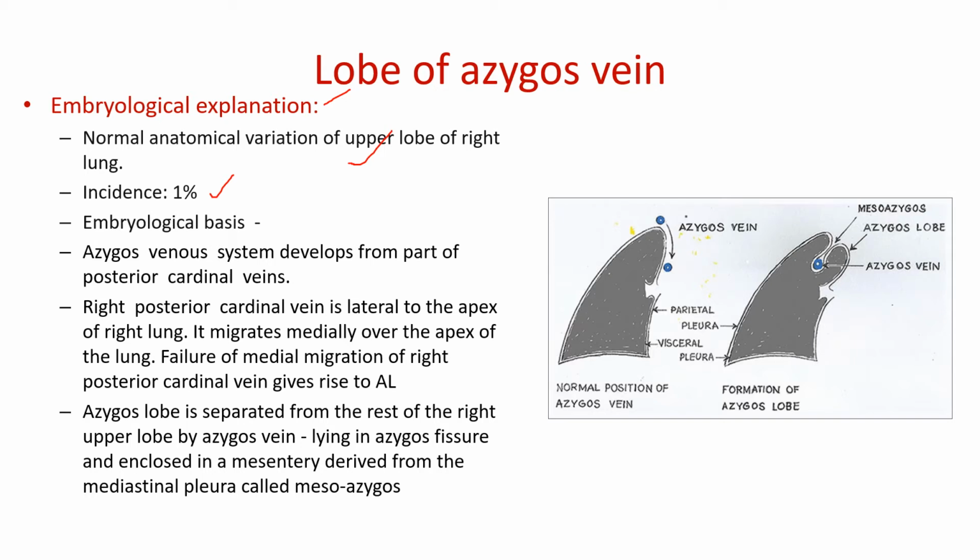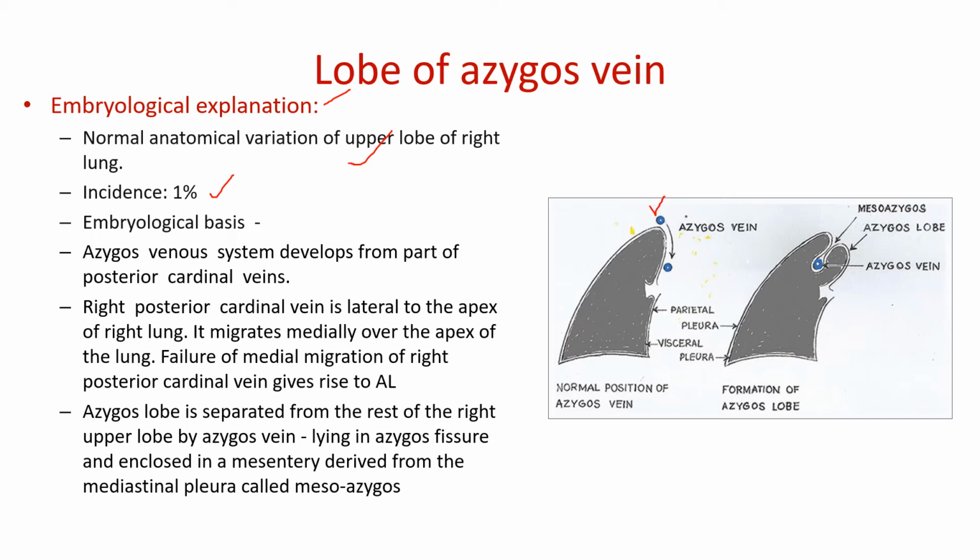The right posterior cardinal vein is lateral to the apex of the right lung, which you are seeing in this picture. So it is lateral to the apex of the right lung. That is the normal position, and from there it is migrating medially over the apex of the lung.